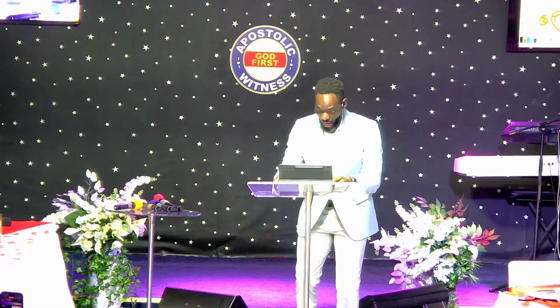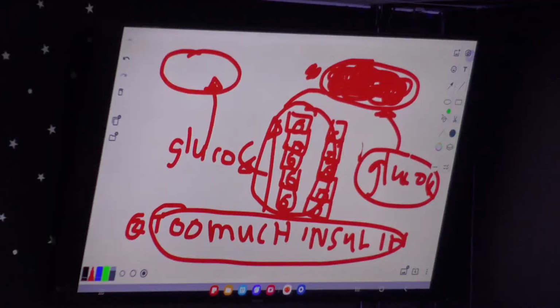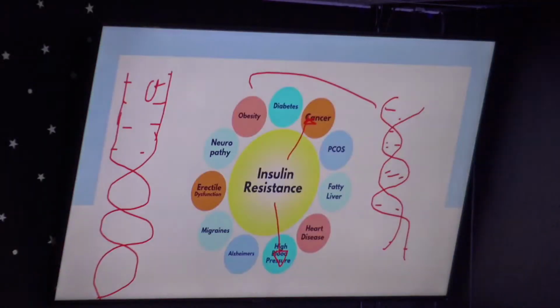Now, when I get to the other slides, I'll show you how this is reversible. So that is insulin resistance in a nutshell and how it happens.